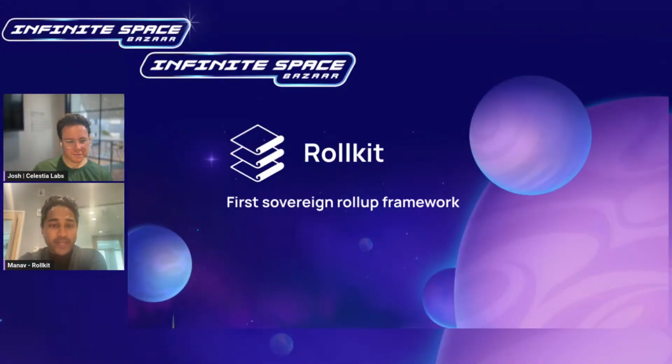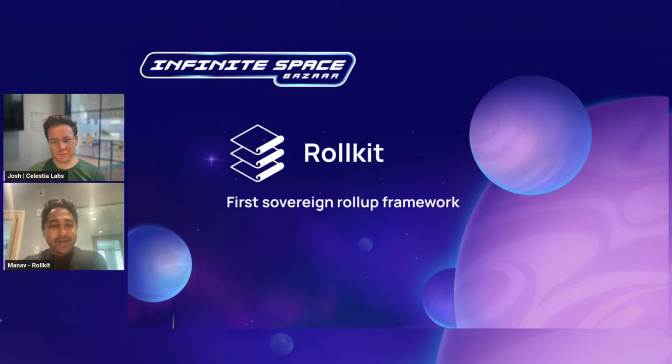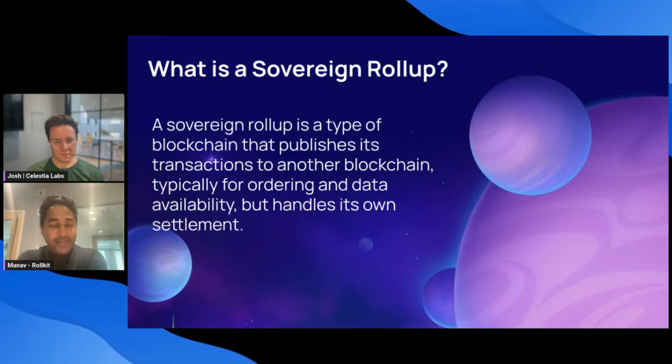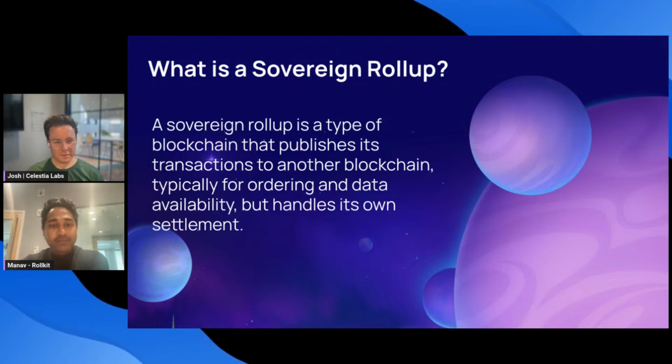So Rollkit is, there are currently no sovereign rollups that exist, to my knowledge. So Rollkit is the first sovereign rollup framework. And before we talk about what Rollkit is, let's talk about what sovereign rollups are, because that might be helpful, because it is a sovereign rollup framework. So a sovereign rollup is a type of blockchain that publishes its transactions to another blockchain, typically for ordering and data availability, but it handles its own settlement.